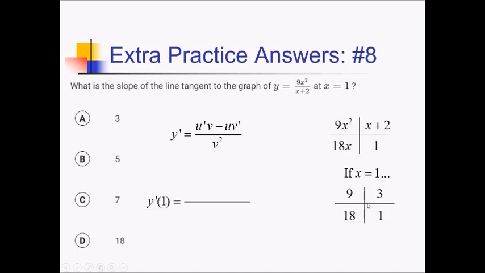We're going to have 18 times 3 minus 9 times 1, all over 3 squared. And I have to simplify that to match an answer choice. So I've got, let's see here, 54 minus 9 is 45. And then down here, this is 3 squared, so that's 9. 45 over 9 gives us 5, giving me answer choice B.